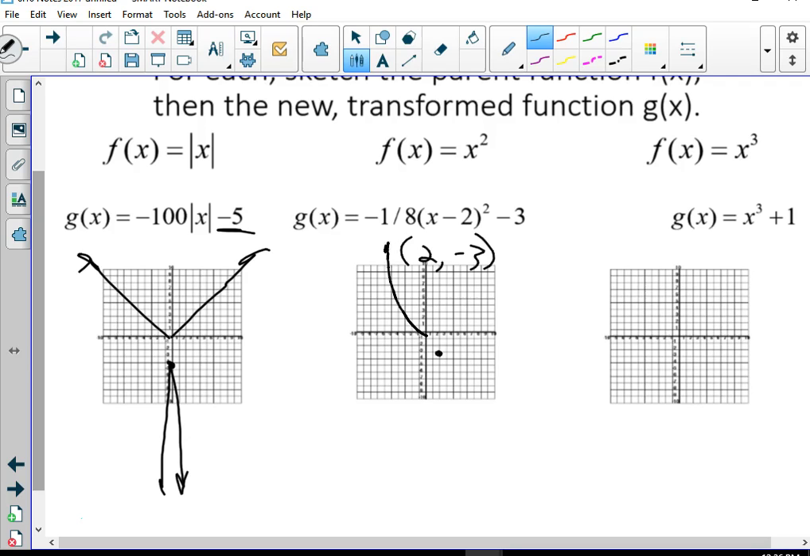So first off, remember our parent function looks something like that. So this is going to move it right 2 and down 3. Now it's going to be wider or narrower? Wider. Flipped or not? So just make it obviously wider.